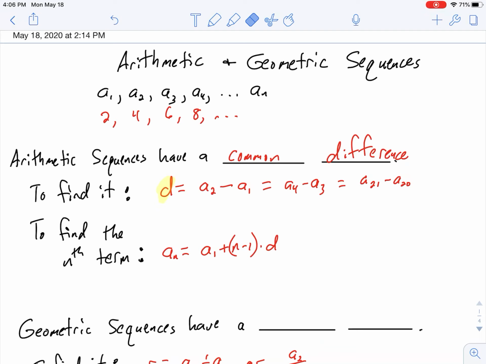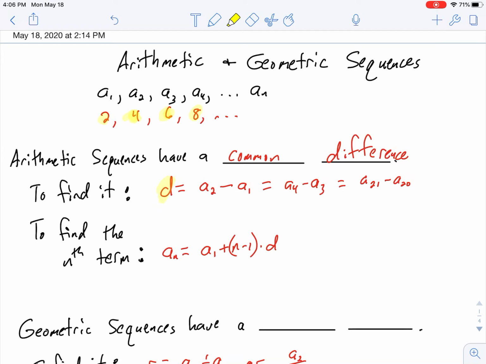An arithmetic sequence has to be the same. So in my little generic example up here, 4 minus 2 is 2, 6 minus 4 is 2, 8 minus 6 is 2. That would be an arithmetic sequence, and the common difference is 2.